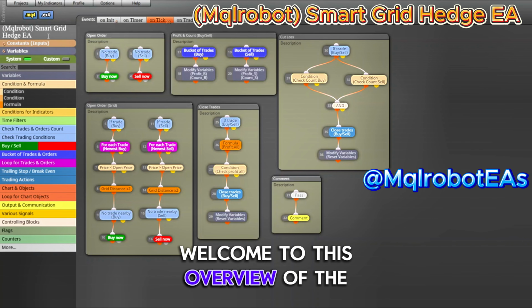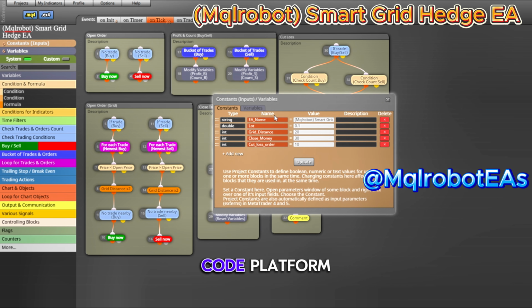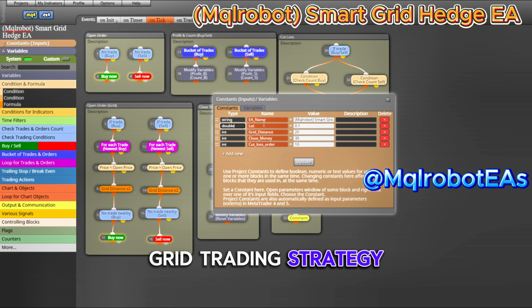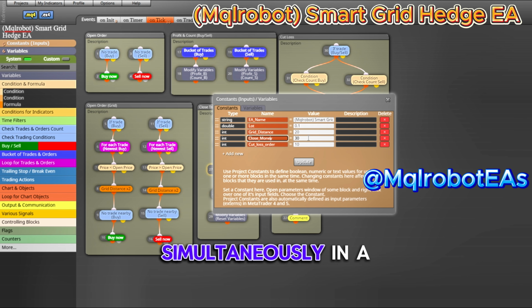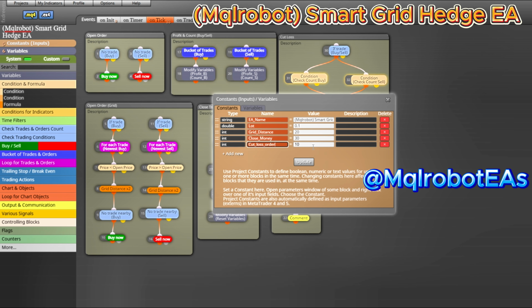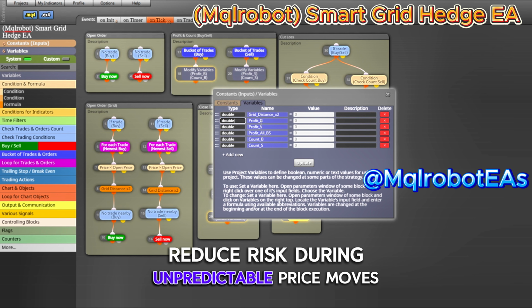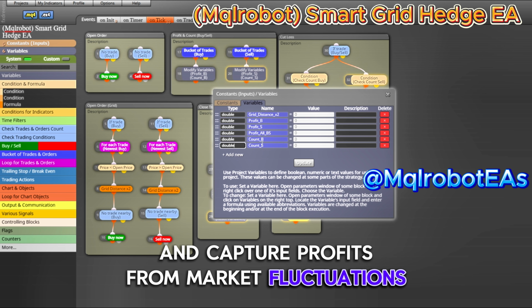Welcome to this overview of the Smart Grid Hedge EA, designed and built using the no-code platform FXdreema. This expert advisor applies a hedging grid trading strategy, which means it can place both buy and sell positions simultaneously in a structured grid. The purpose of this approach is to balance exposure between directions, reduce risk during unpredictable price moves, and capture profits from market fluctuations.